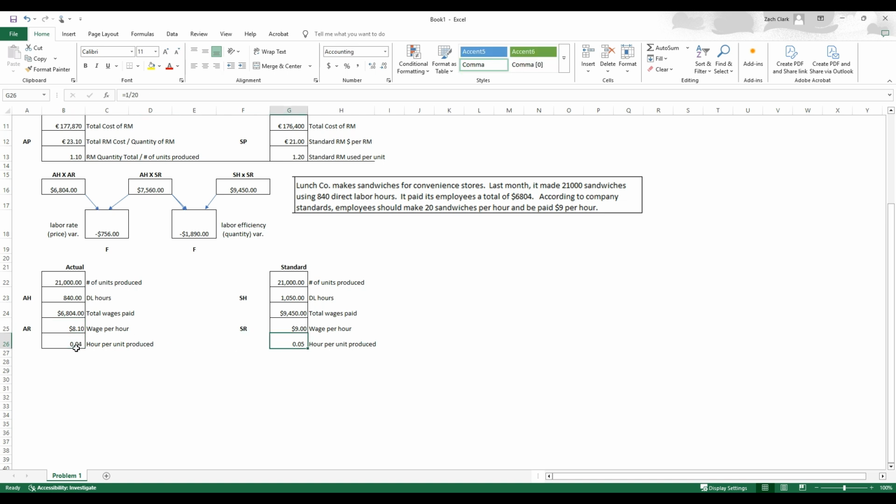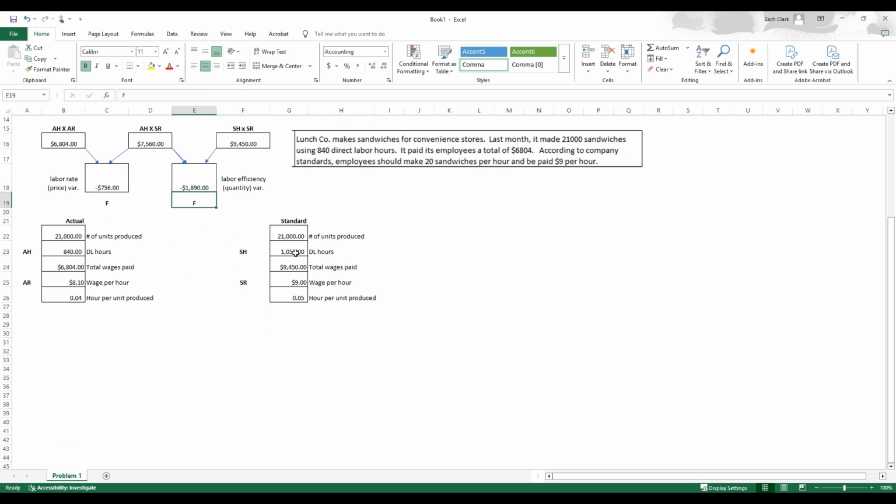Same thing here. If it takes us less time to produce the unit than we had budgeted for, that is also favorable. So once we take a breath and step back from our detail, just to sanity check is one way to say that yourself, and make sure that you've put everything in correctly and that your outcomes are making sense. This does make sense that these are both favorable variances. We're coming in under budget, essentially.